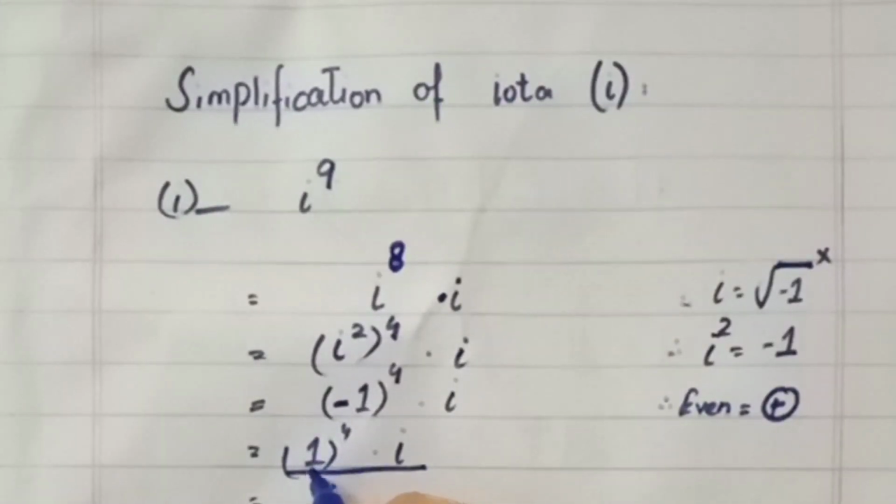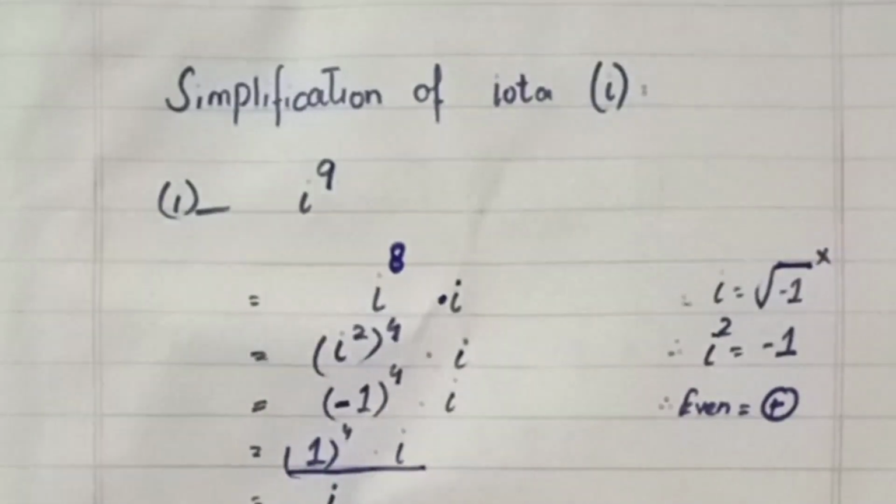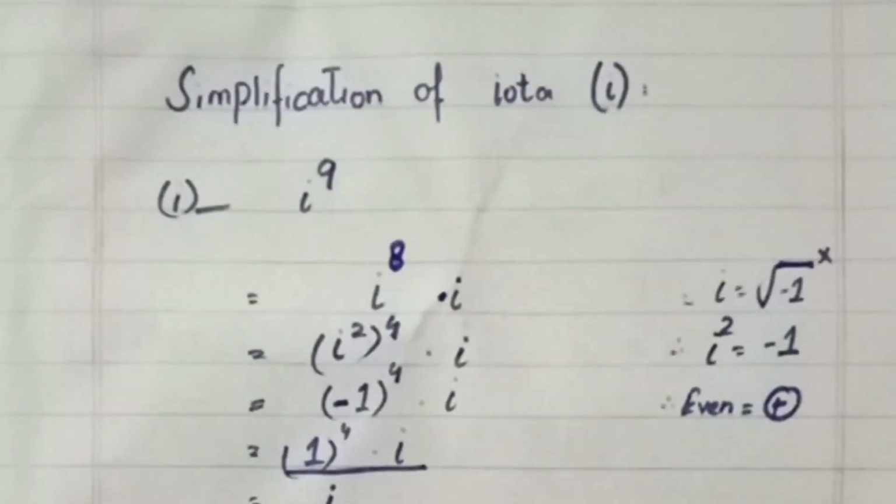As you may see, 1 to any power is always 1, and where there is 1 there is nothing else. So the answer is iota. Now let's solve an even power for it.